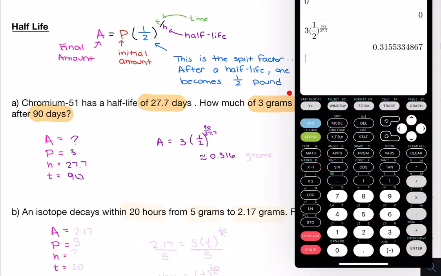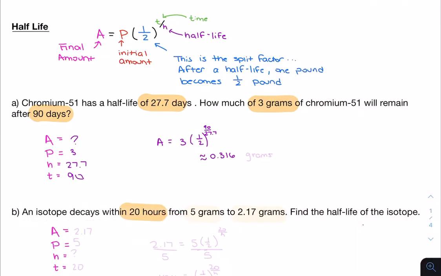Let's try another. An isotope decays within 20 hours from 5 grams to 2.17 grams. Find the half-life of the isotope. So this time they're telling us that they want us to find the half-life. So we're looking for the half-life. It's telling us that we had 20 hours. So that was 20 hours. And our grams, it was initially 5 grams and it decayed to 2.17 grams. Okay, let's plug it in. So we have 2.17, which is equal to 5 times 1/2 to the 20 over h. And now let's solve for h.